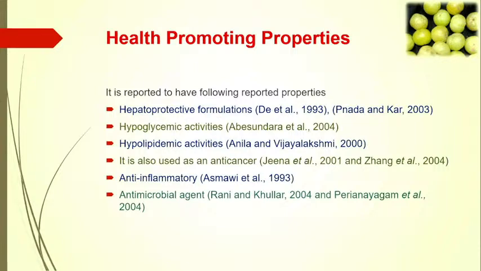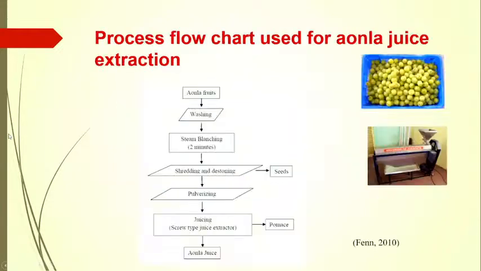So this is the process through which amla juice is extracted. We carry out steaming for 2 minutes, and after that stoning is carried out, and pulverization is carried out, and finally the juice is extracted, and the remaining pomace is collected. This is the pulverizer, and we are using a juicer for juicing.